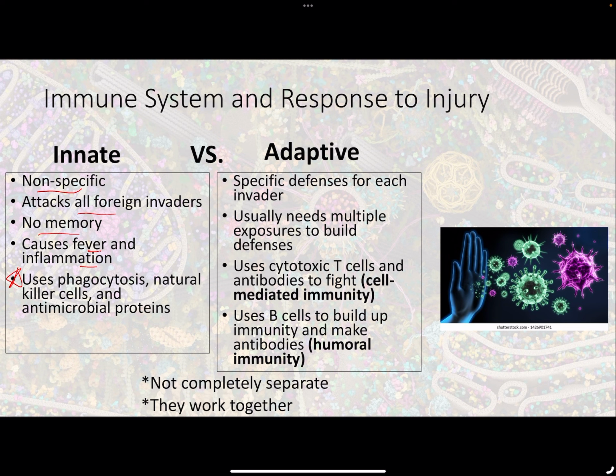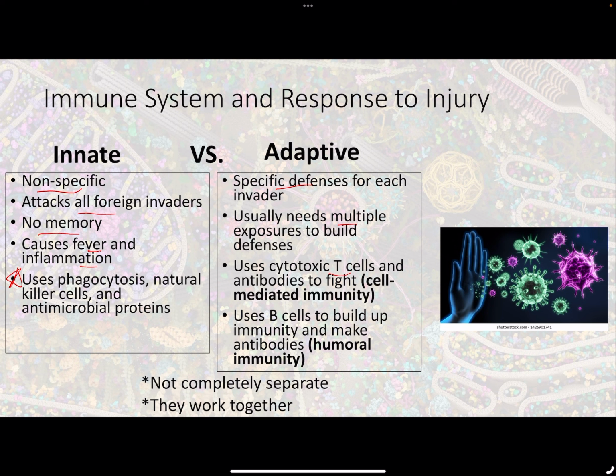And then the adaptive side is going to have very specific defenses for each invader. And we need multiple exposures to really build the defenses. So the first time something is attacked by the adaptive system, the response isn't going to be very strong, but it will get stronger after that, and you should be able to build up immunity against that. This is the basis of vaccines and things like that.